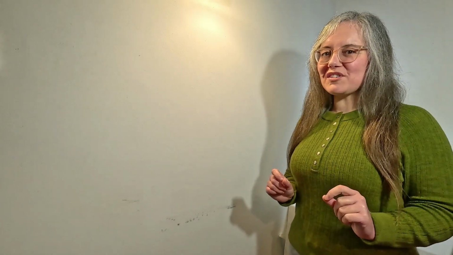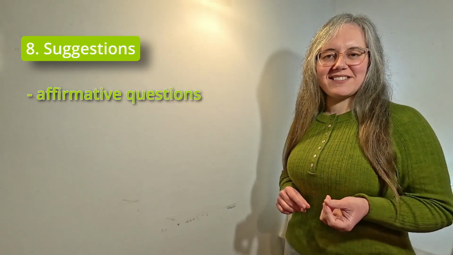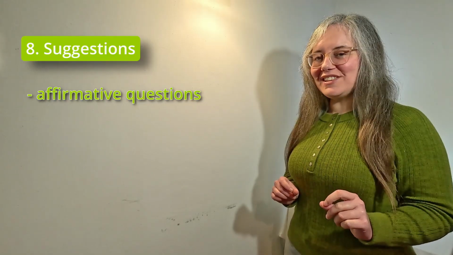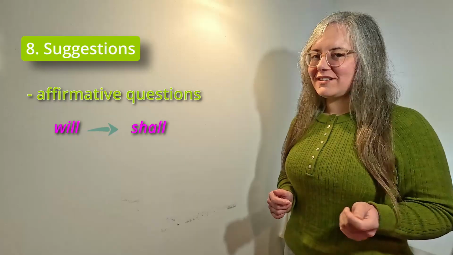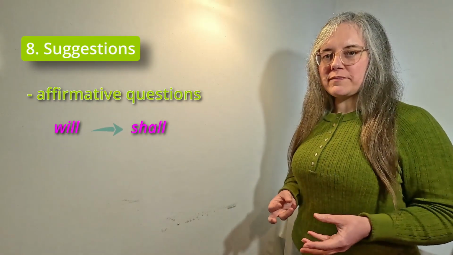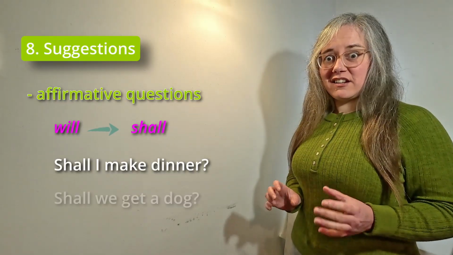We use future simple to make suggestions. We do this using affirmative questions. And in these questions, we use shall rather than will. For example, shall I make dinner? And shall we get a dog?